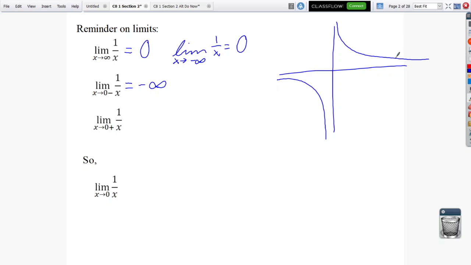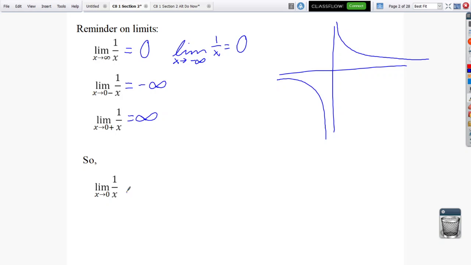And coming in from the right, the limit as x approaches 0 from the right of 1 over x goes up, which means positive infinity. Another way to look at this: anytime you do finite divided by 0, you get either negative infinity or infinity. If you divide by the negative side of 0, you're going to get negative infinity. If you divide by the positive side of 0, you're going to get positive infinity.